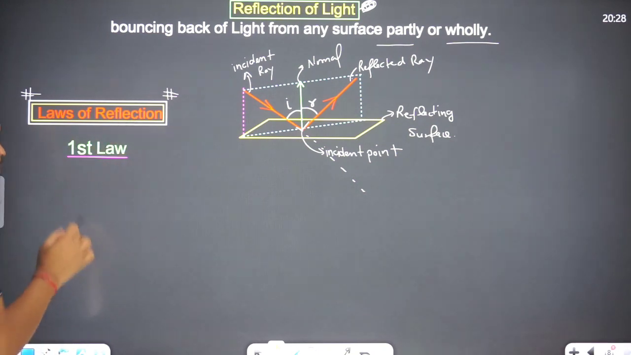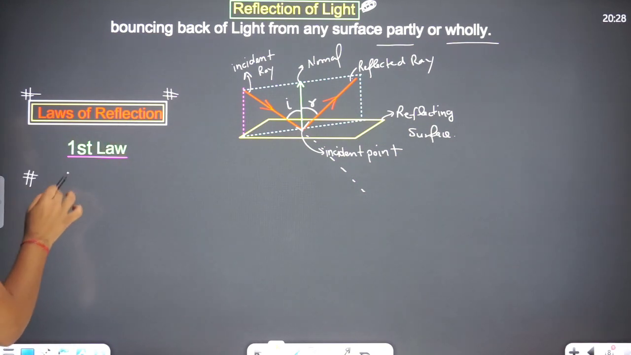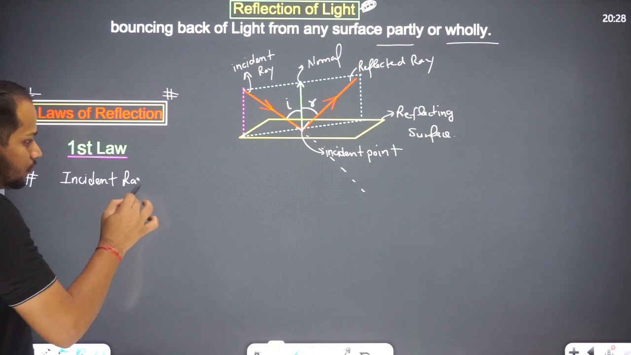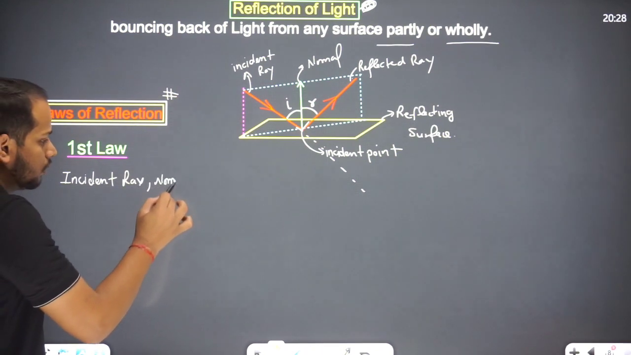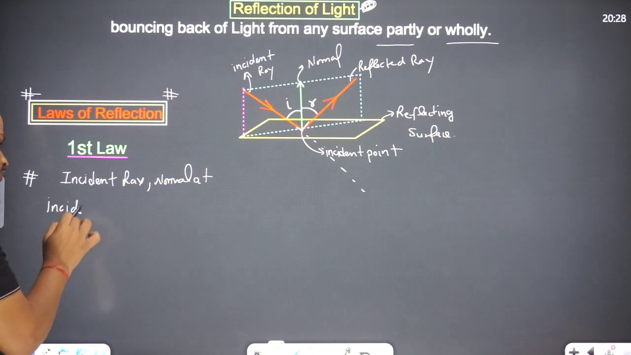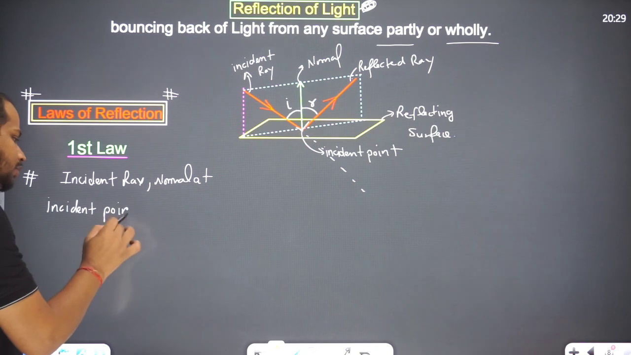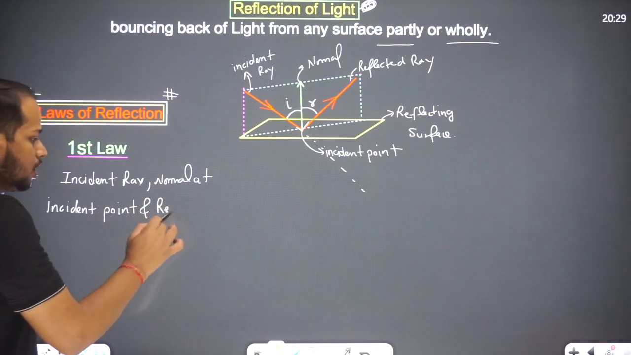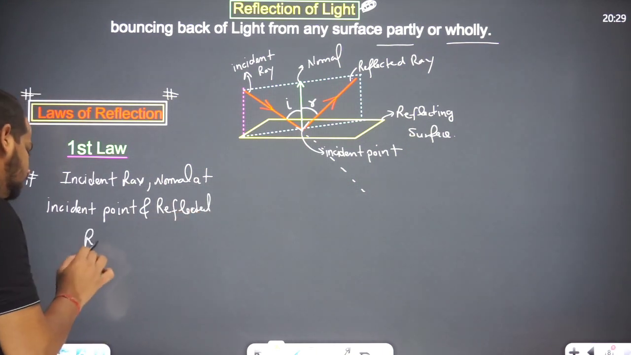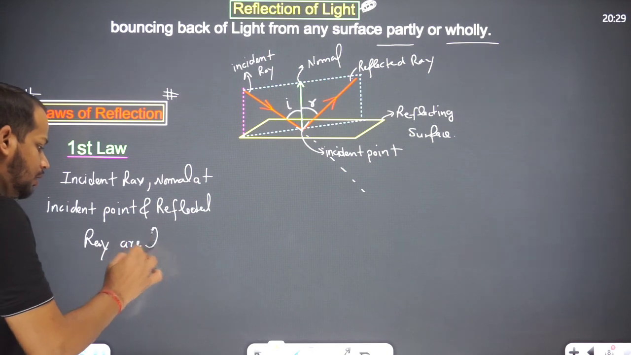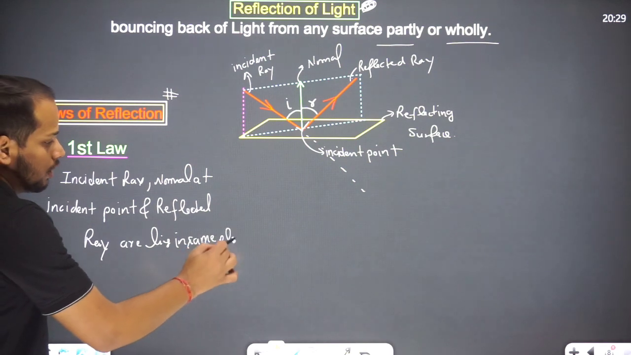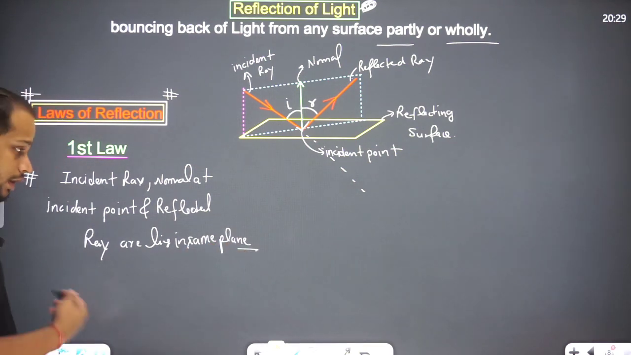The first law of reflection, we all know. The incident ray, the normal at the incident point, and the reflected ray all lie in the same plane, right?